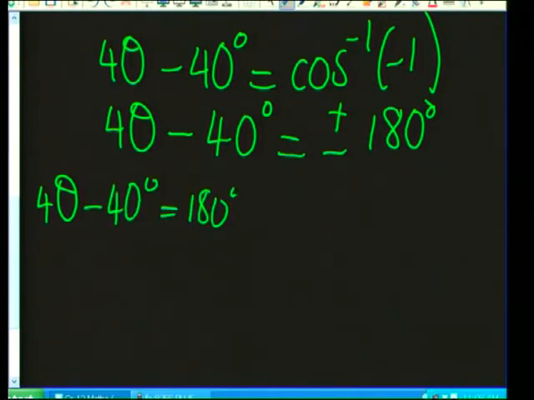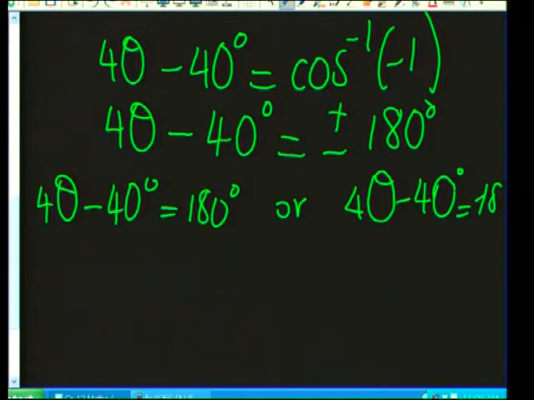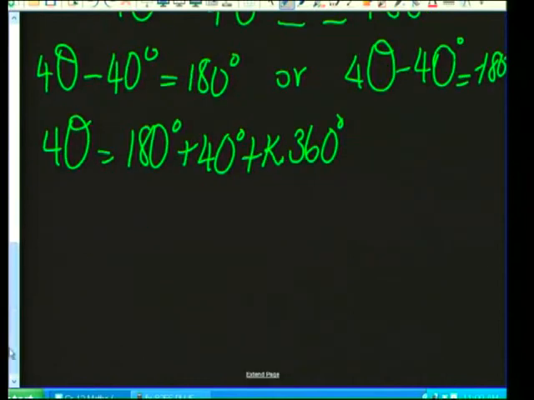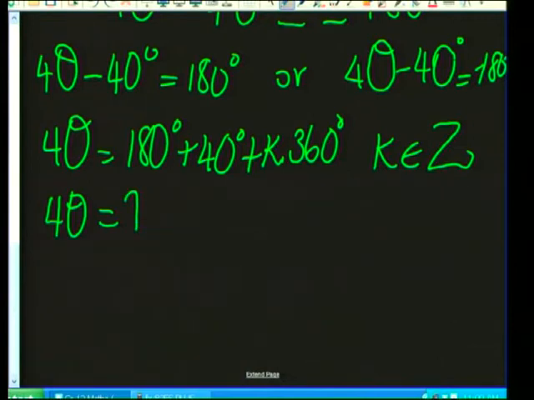Then you have 4 theta minus 40 degrees equal to 180 degrees, or 4 theta minus 40 degrees is equal to negative 180. Let's take the 40 over. Now we need to say plus k 360. We'll do this one and finish it and go to the other one. And you also need to say that k is an element of integers. So that would be 180 plus 40 gives you 220 plus k 360 degrees.